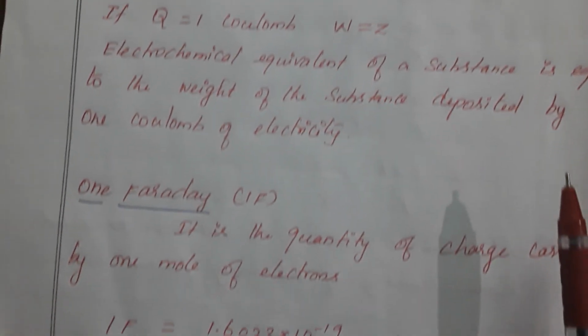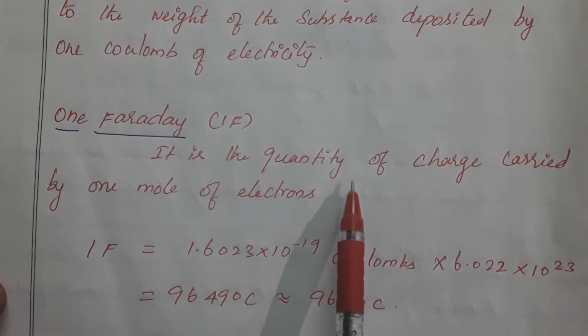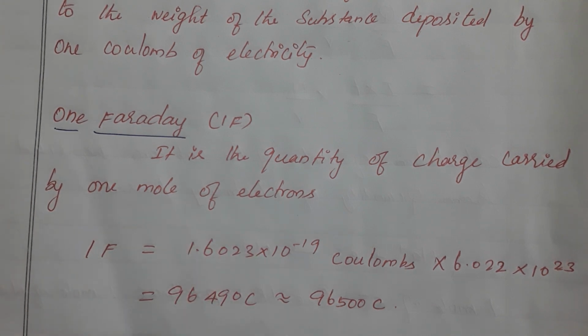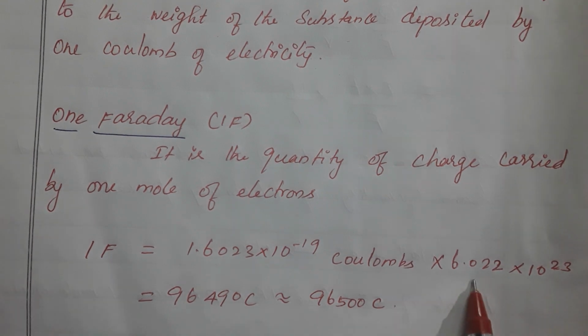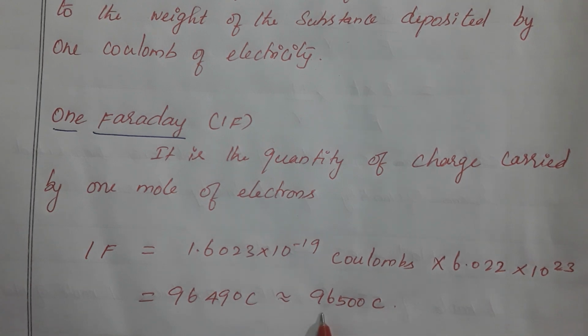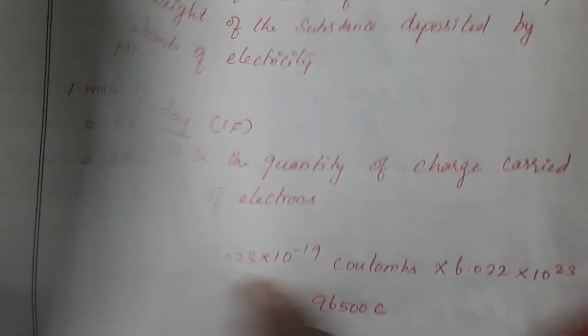And how to calculate 1 Faraday? It is the quantity of charge carried by 1 mole of electrons. 1 mole contains Avogadro number of particles, so it is Avogadro number into the charge of an electron. When you multiply, you get 96,490 coulombs. We take that as 96,500 coulombs of charge. That is 1 Faraday.